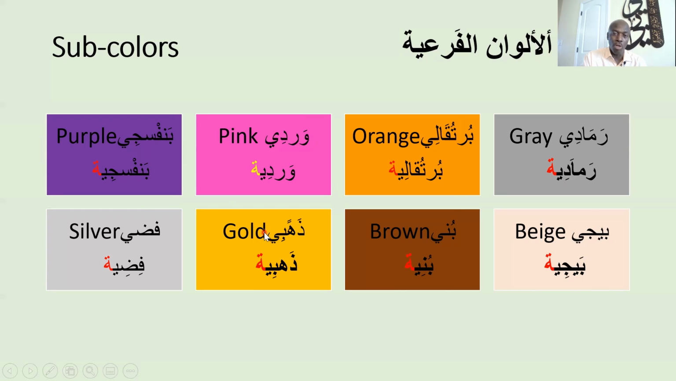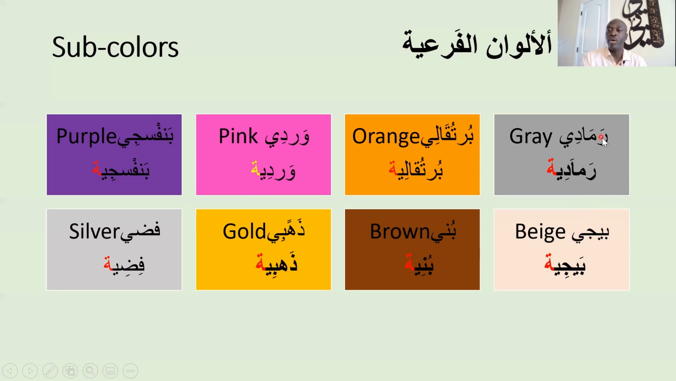ذهبي, that's gold or golden. ذهبية. This is the masculine, the feminine form. We added the ta مربوطة here to indicate that the adjective is feminine. And as I mentioned, the adjective has to match the noun in terms of number, gender, and whether the noun is definite or indefinite. فضي فضية. فضي, the silver color, masculine. فضية. So these are the feminine form of subcolors.